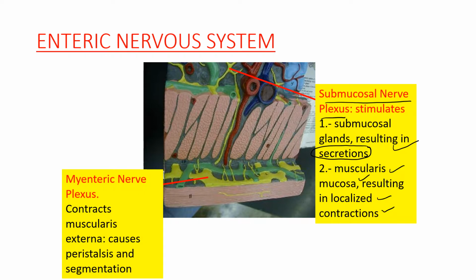The myenteric plexus, on the other hand, is going to innervate the large, smooth muscle layers in the muscularis externa part of the GI tract, and it will cause the strong contractions responsible for peristalsis and segmentation.